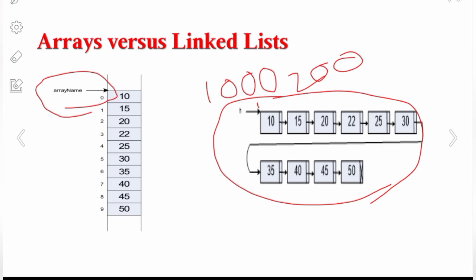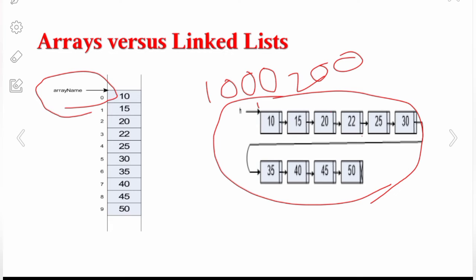Okay. So similarly, the second node 15 is going to store the address of the 20, and similarly the fourth node is going to store the data 22 and the location of the address 25. So like that it is going to point to the next node. Okay, and here the last node, this is the end of the list, because it is not pointing to any other node. So that's why we're representing it with the null value.